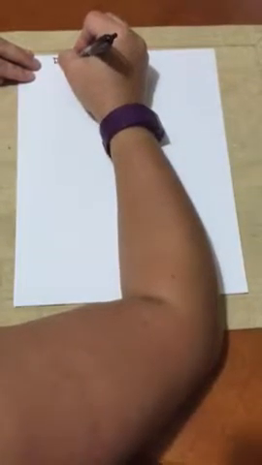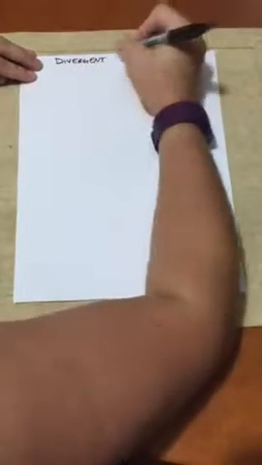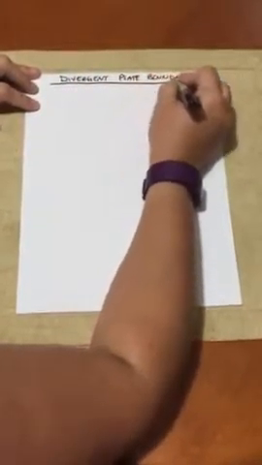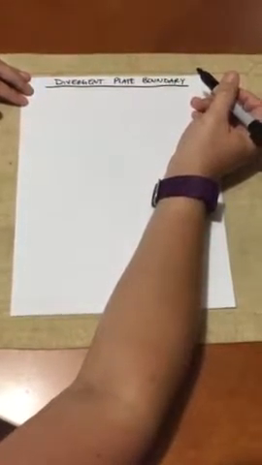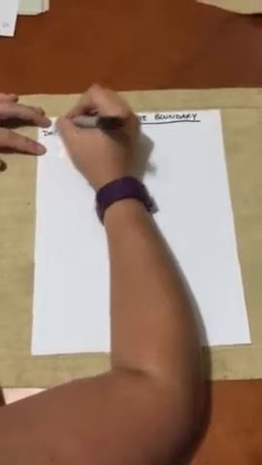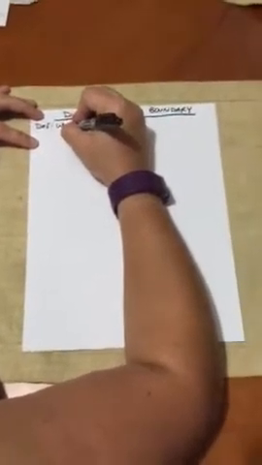All right, guys, so today we're going to talk about the second type of plate boundary, which is a divergent plate boundary. So make sure to copy this down in your notebook and pause the video at any time if I'm going too fast. So the definition of a divergent plate boundary is when two plates move apart.